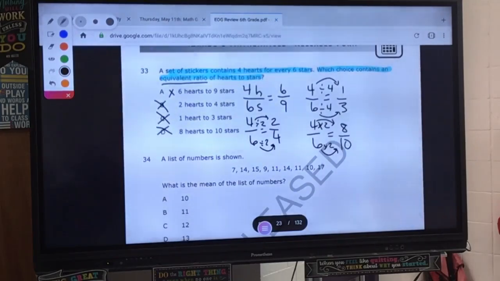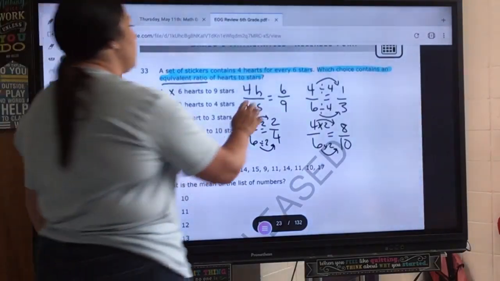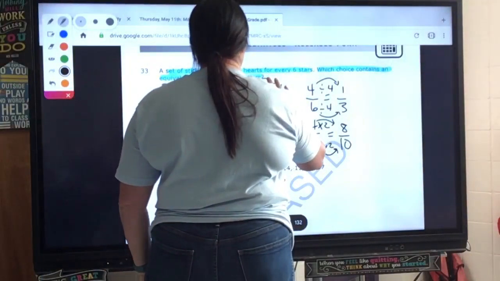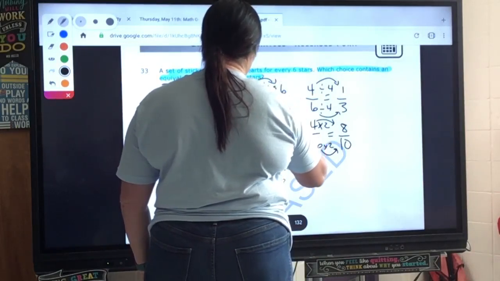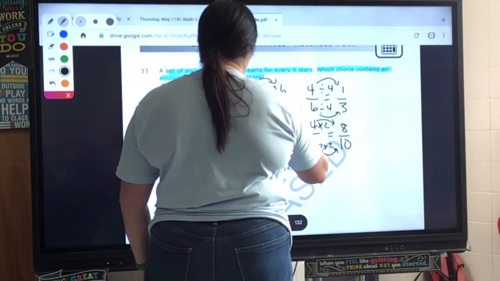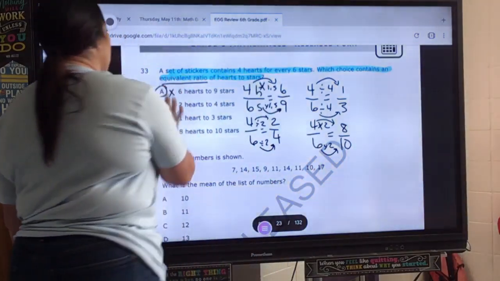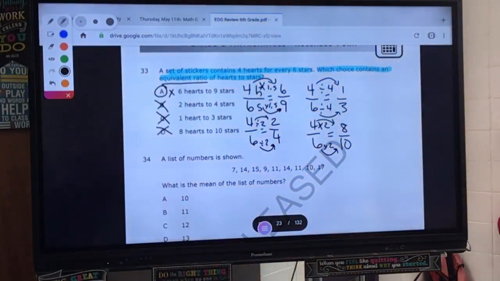Divide 6 by 4. When you divide 6 divided by 4, what do you get? 1 1/2. 1.5. You multiply 4 times 1.5, and you multiply 6 times 1.5, and that is actually your answer. Okay?